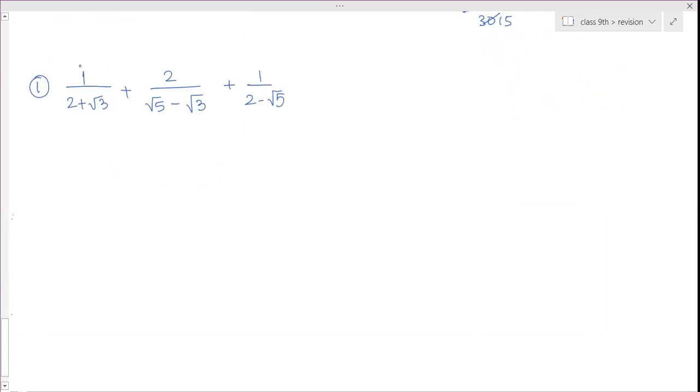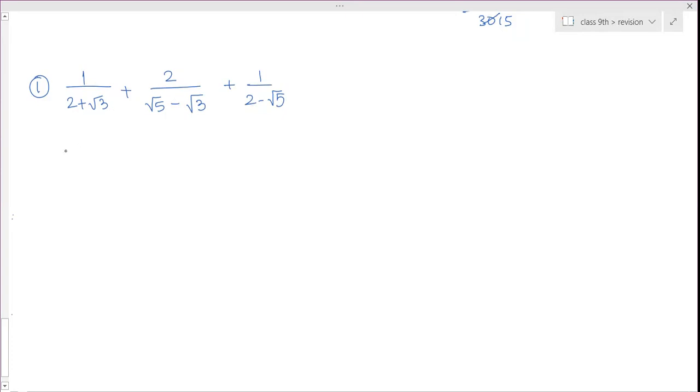In this question, this is one fraction, with a irrational number in the denominator. So rationalize this separately. This is the second fraction, rationalize it separately. Again, this is the third one, 1 by root 2 minus root 5, rationalize it separately.